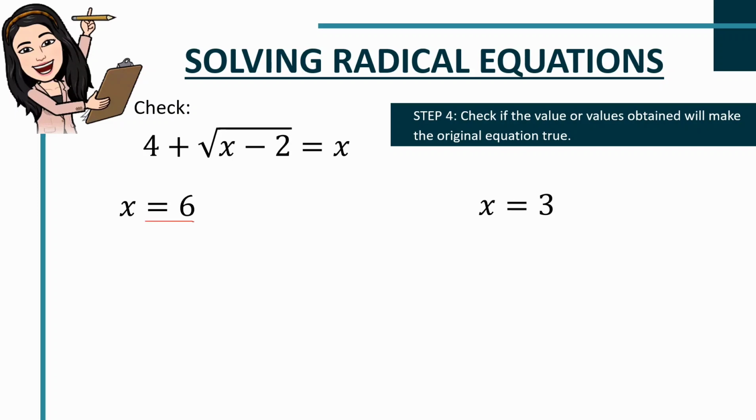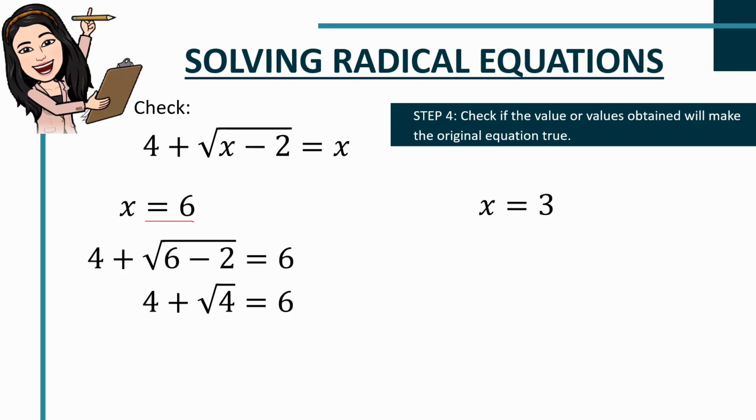So, kapag sinubstitute natin, that would become 4 plus, nauna lang. So, 4 plus square root of, instead of writing x, we will write 6. Kaya po nangyari ay 6 minus 2 is equal to, instead of writing x again, we will write 6. Maliwanag?